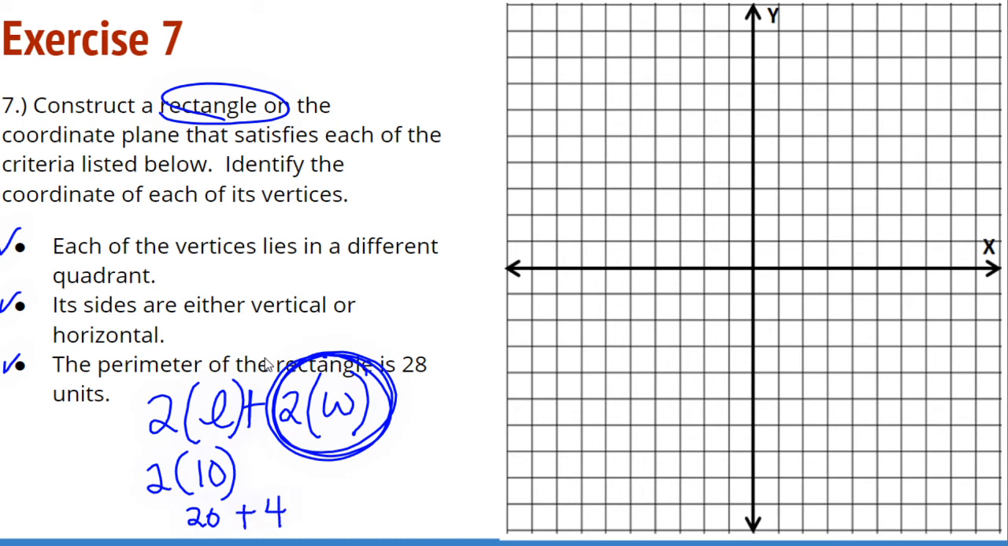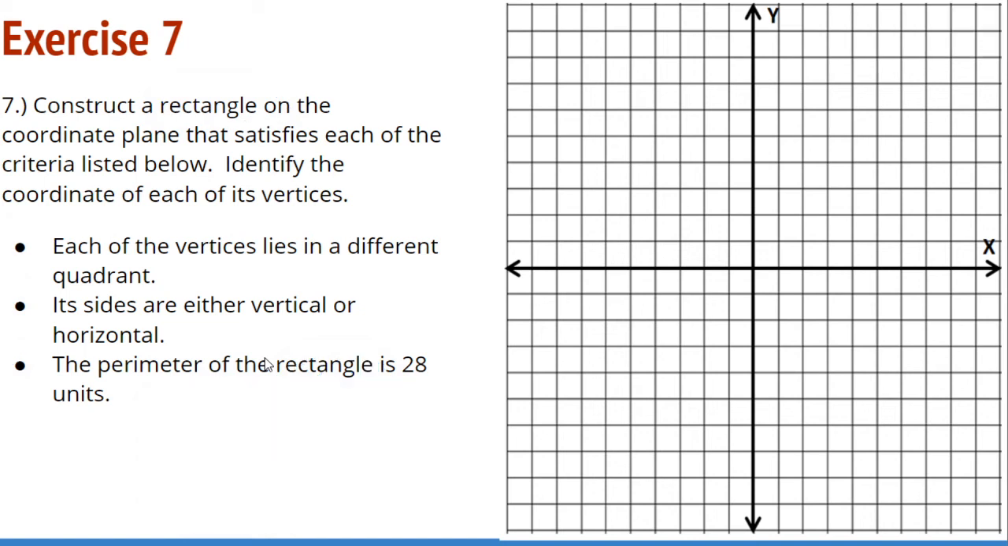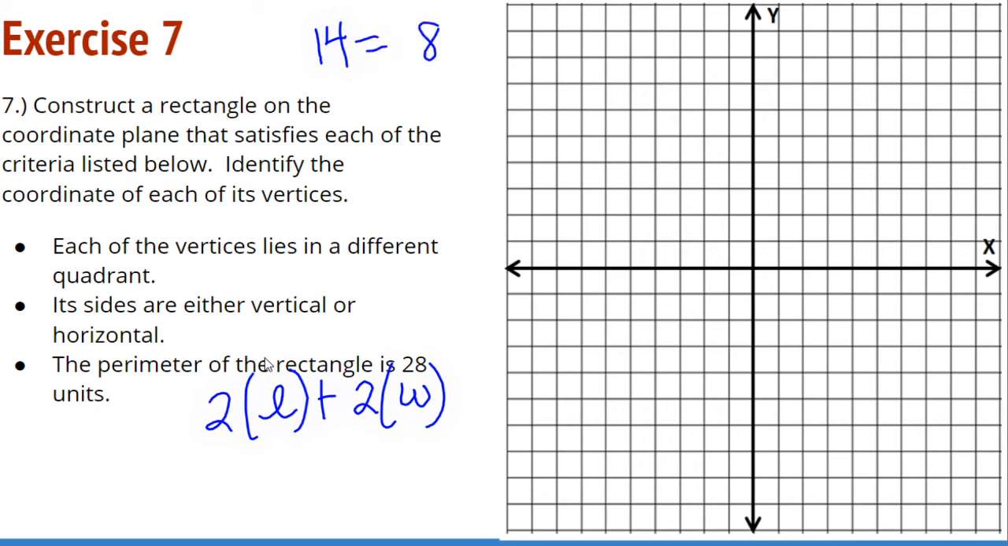So I need line segments of 10 and line segments of 4. Another way to think of it is because I've got this doubling thing going on, I could find half of 28 is 14, and I could say I need 2 numbers to add up to be 14. So I could do 8 plus 6. So I need 2 of the sides to be 8s and 2 of the sides to be 6s.